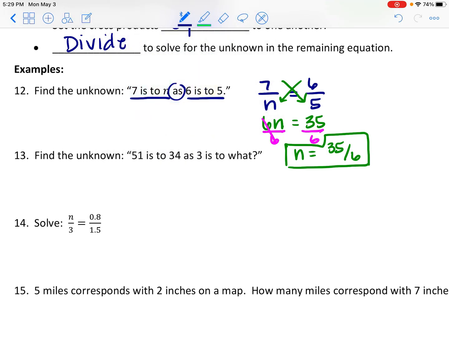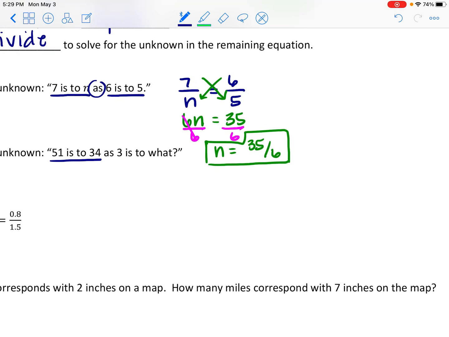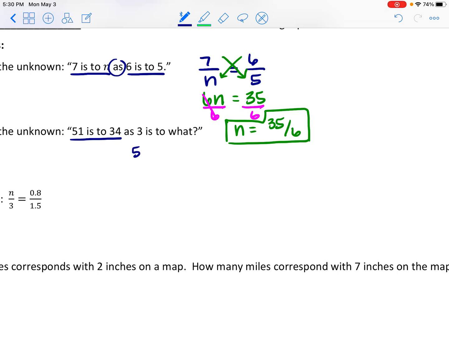And we have solved a proportion, solved for an unknown in a proportion. And we can do the same thing here. It says 51 is to 34, and I'm going to run out of space here. 51 is to 34 as 3 is to what? And let me get this as 3 is to what? We don't know. Let's call it n or x or some variable here that we don't know.